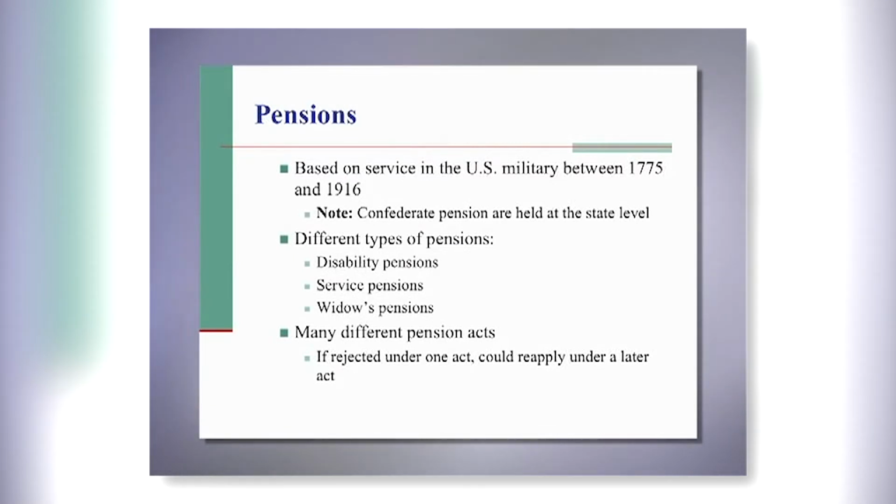Otherwise, there were different types of pensions that were issued by the federal government. Initially, a veteran could only receive a pension based on disability that was incurred during his time of service. But as time went on, the pension laws became more liberal, and veterans could receive pensions just for having served in the military, and also widows and their dependents could receive pensions based on a veteran's service.